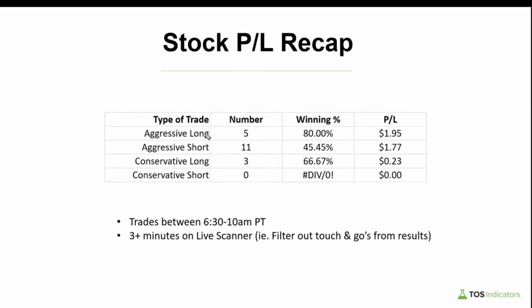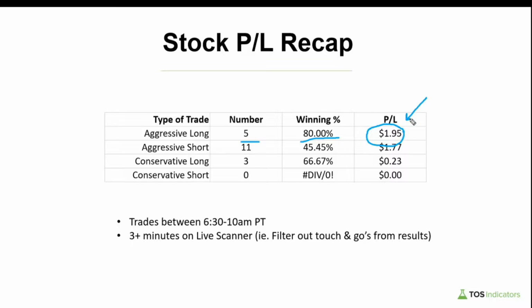Now, using those two filters, here are the results that we had for today. We had 19 total trades, 8 of which were long opportunities, and then 11 were short. Out of our 8 long opportunities, 5 were via our aggressive volatility box model, so 5 aggressive longs for a net winning percentage rate of 80+%, and a net P&L of positive 195.